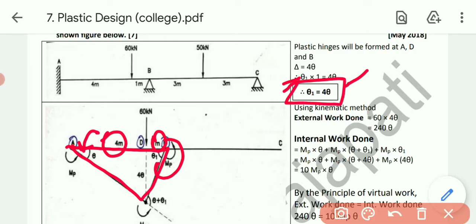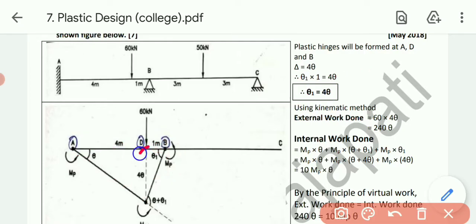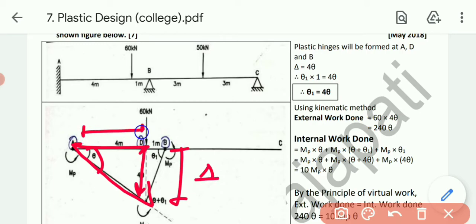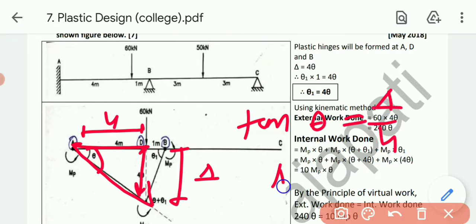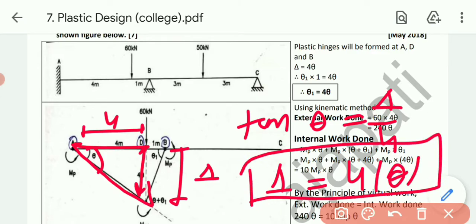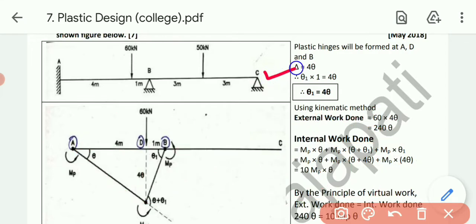And talking about deflection, we can derive deflection either in terms of theta or theta 1. Let's consider the right hand side triangle. So tan theta equals this dimension, that is deflection, divided by this dimension 4. So tan theta equals delta by 4. So delta equals 4 into tan theta. Since tan theta is very small, deflection equals 4 theta. So we got the value of the deflection as well as the relation between theta 1 and theta.